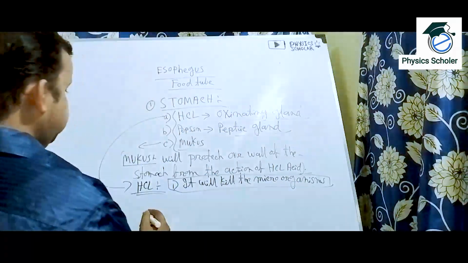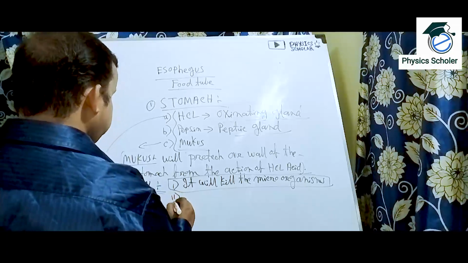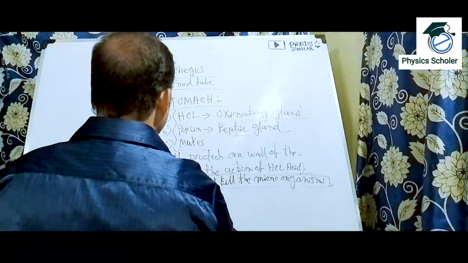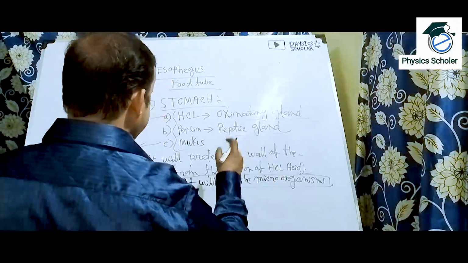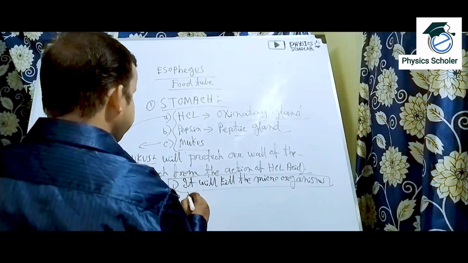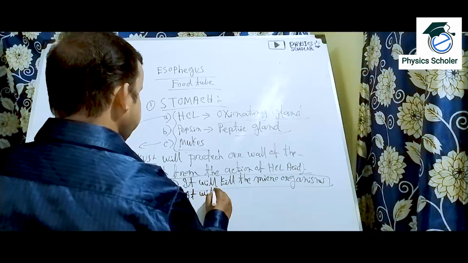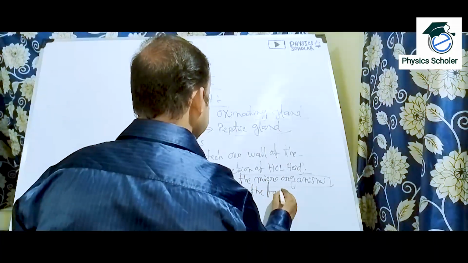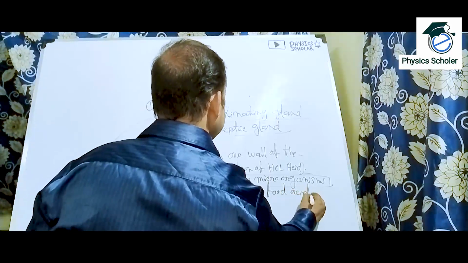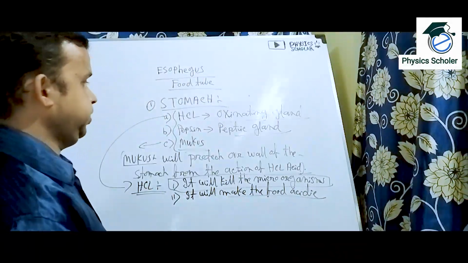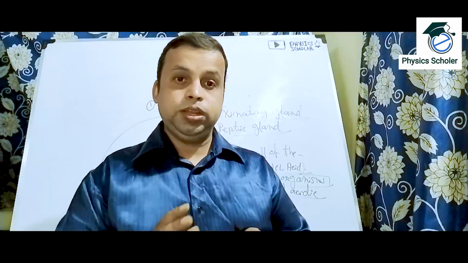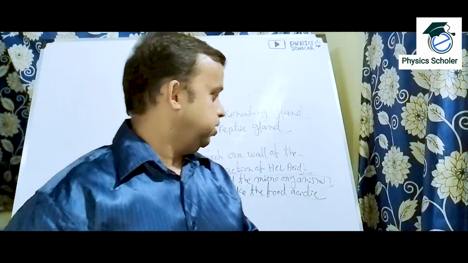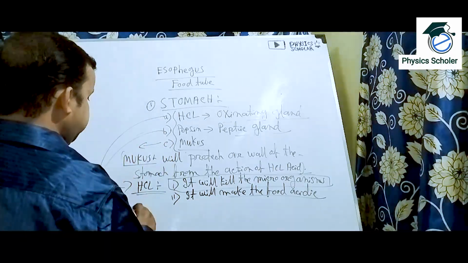And number two, it will make the food acidic. The HCl will mix with the food and make the food acidic. Now, what is the function of pepsin?